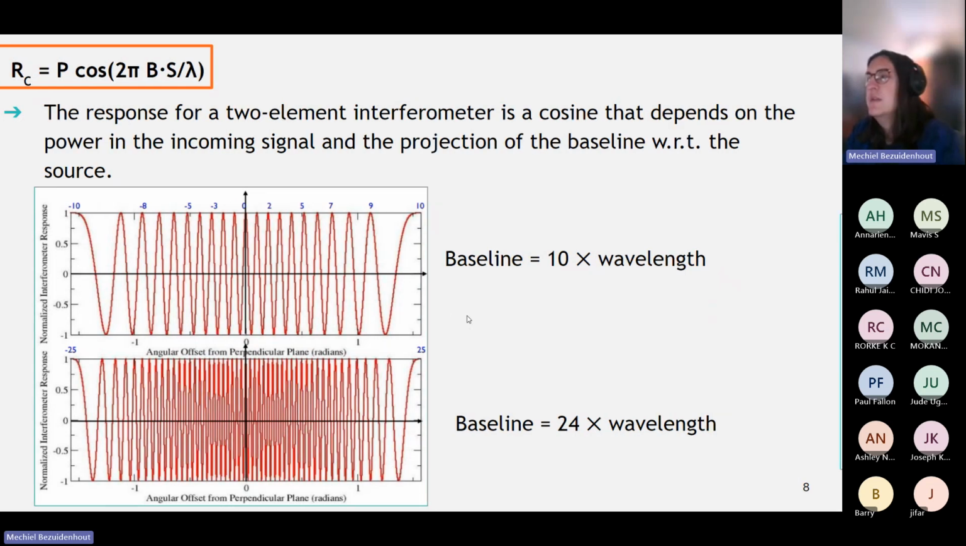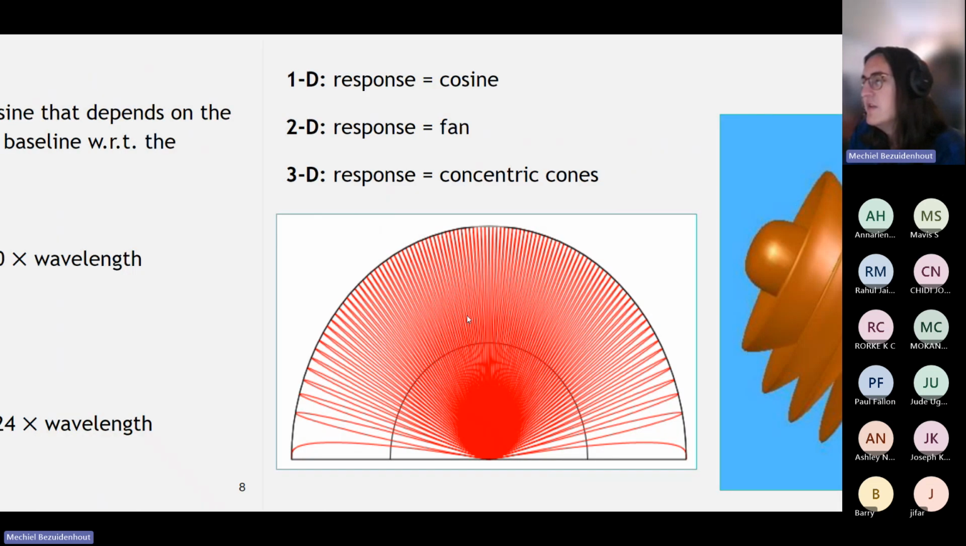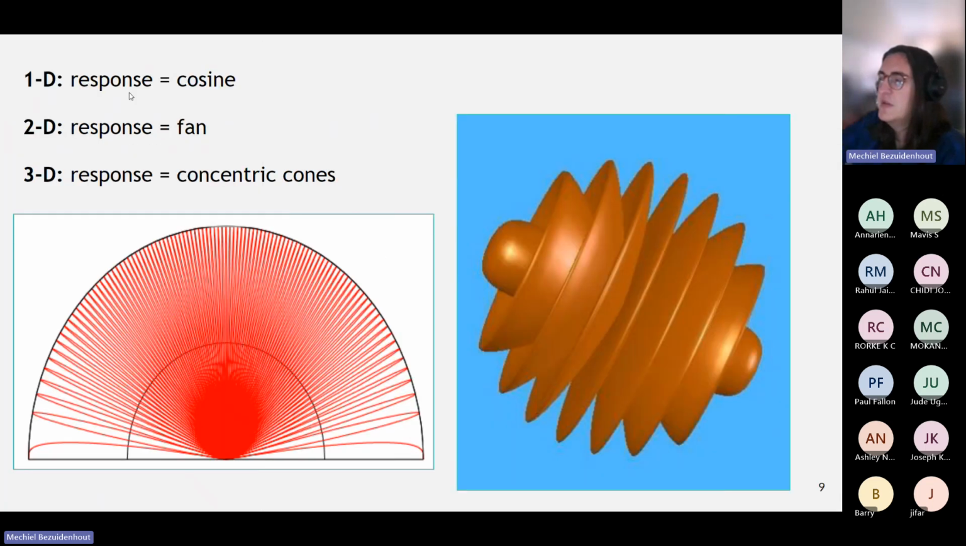So that's what this looks like in one dimension. You get this cosine. If you do this in two dimensions, you get a function like on the left, which is this kind of fan function, which spreads out from the center of the baseline. And if you do this in 3D, you actually see that it's more like a series of concentric cones.